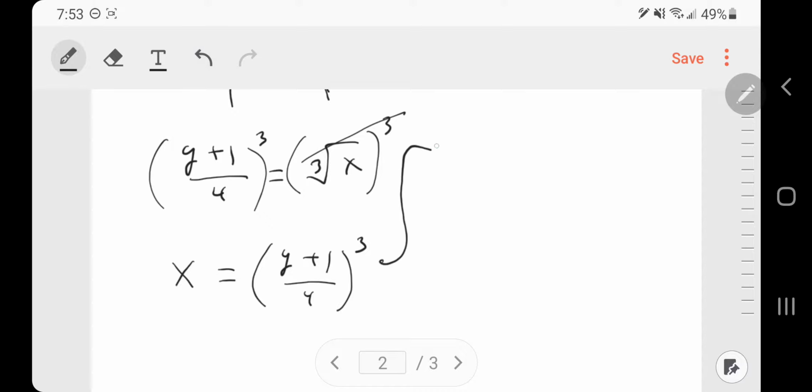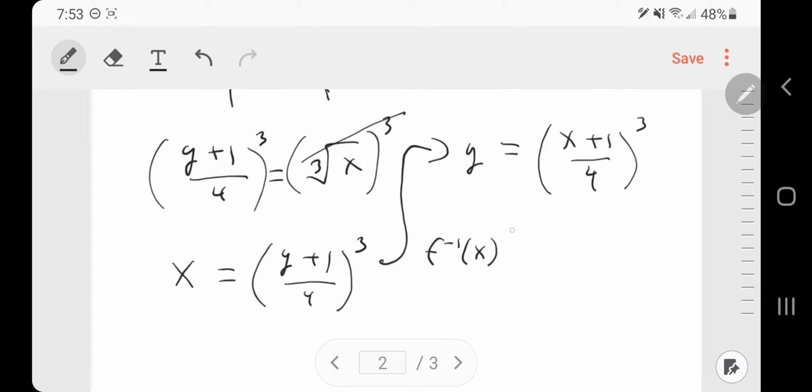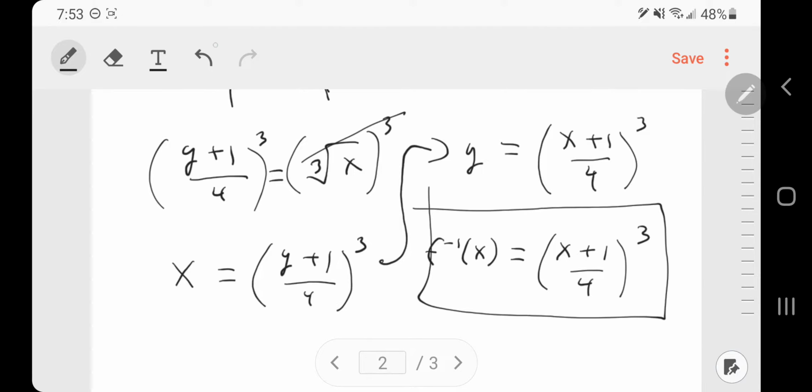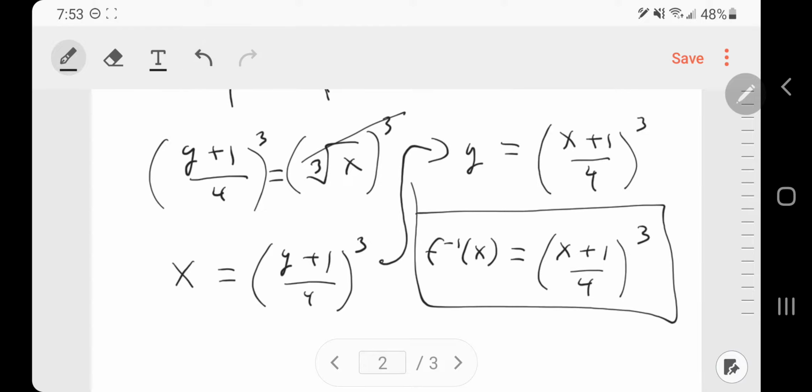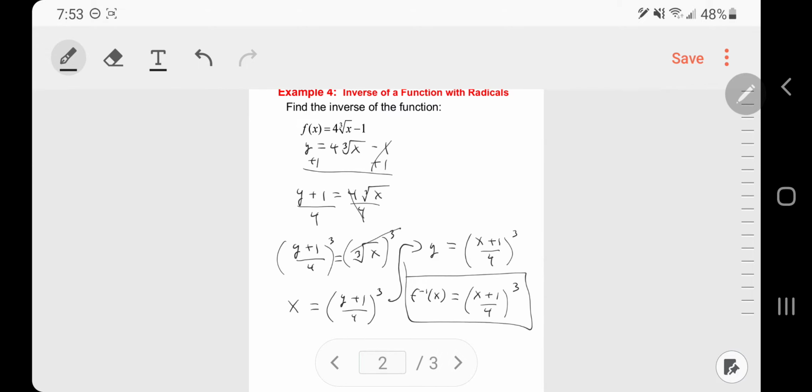It's isolated, so now we are going to rewrite this, changing the position of x and y. So it's now going to become y equals x plus 1 over 4 cubed. And now we just want to replace that y with our inverse function notation and write out our final answer. And there we have it. So that would be the inverse of our function containing the radical. Again, a little bit of a process here. Let's take a look at another one.